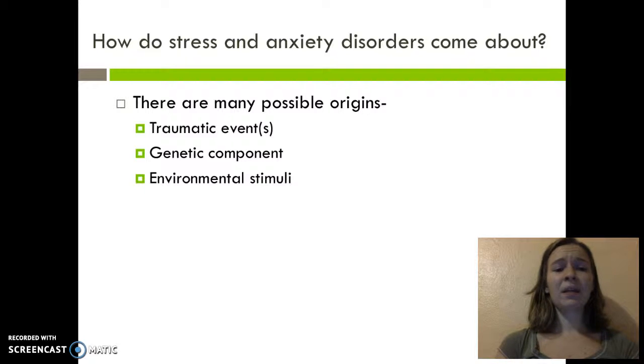The last component is an environmental stimulus. So these could be things as simple as financial burdens, stressors at work, social stressors such as being in crowds, talking to new people, public speaking, all of those types of things.